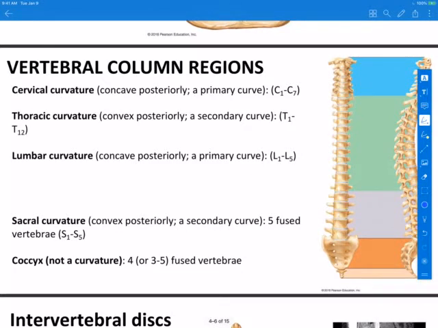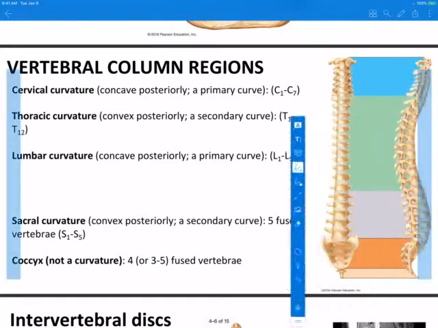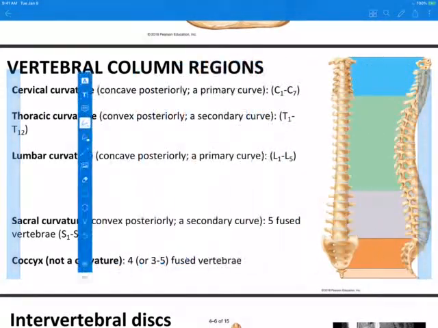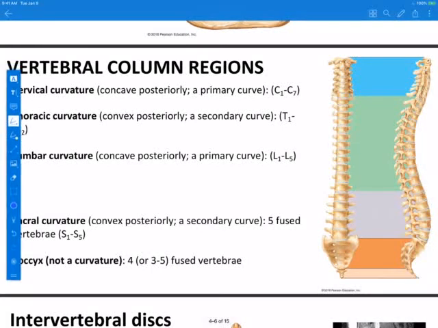And the sacral curvature includes 5 fused vertebrae, and the sacrum is located right here. And then the coccyx is the tailbone, and it includes anywhere from 3 to 5 vertebrae that are fused together. It depends on the person, but this little area here is the coccyx.